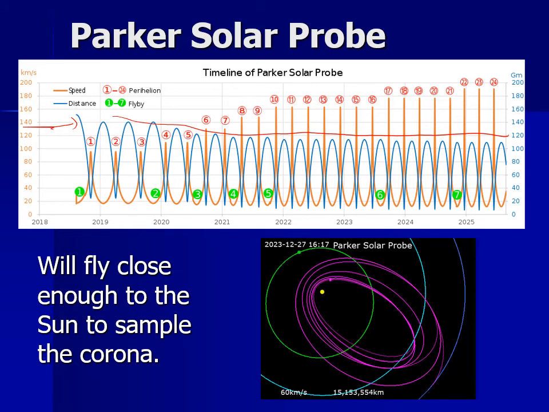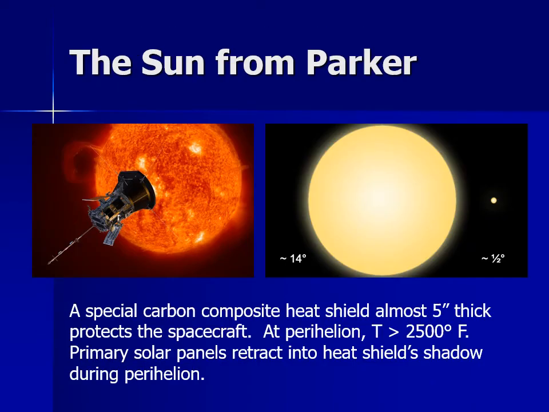In order to survive getting that close to the sun, the spacecraft has a special carbon composite heat shield that protects it, and solar panels that fold up behind the heat shield to keep them from being vaporized by the sunlight. Once it's very close to the sun at perihelion, the closest point, it's going to be over 2,500 degrees Fahrenheit, and that would melt the spacecraft.